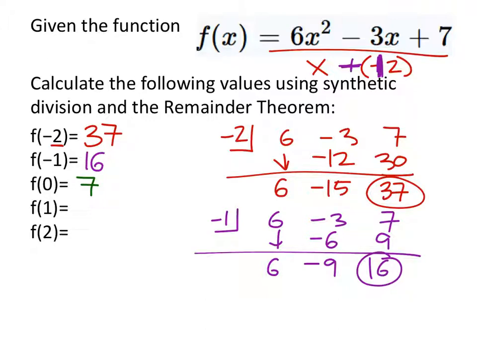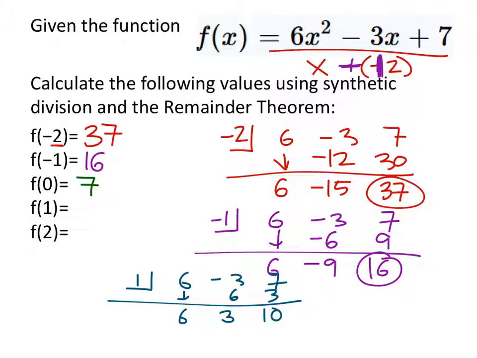All right, well, let's do 1 as well. So in the box, I got a 1, 6, negative 3, 7. So I'll drop the 6, times 1 is 6, negative 3 plus 6 is 3, times 1 is 3. I'm going fast, so that usually means I'll make a mistake. I think I'm doing pretty good, though. So there's the 1.